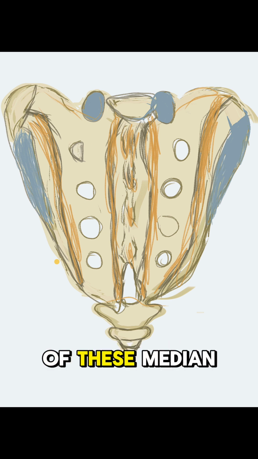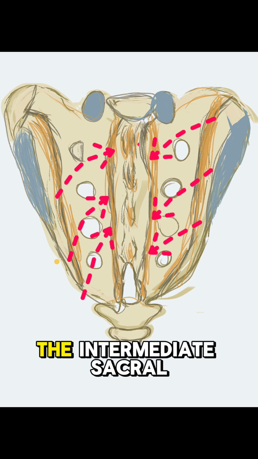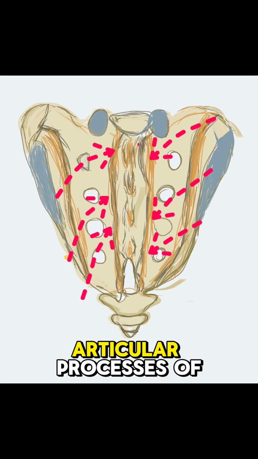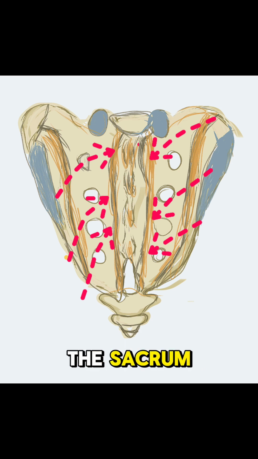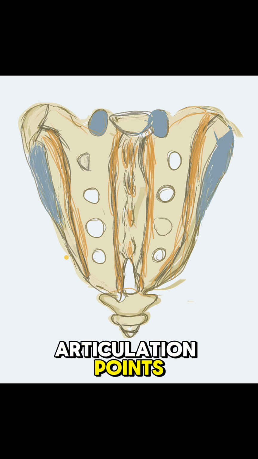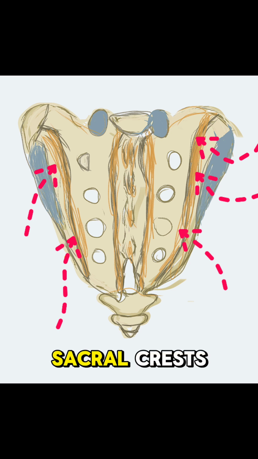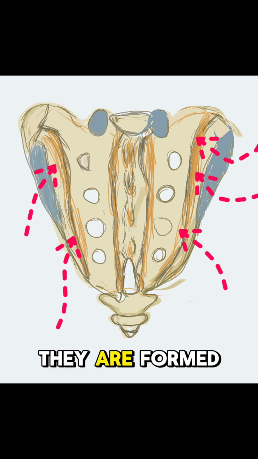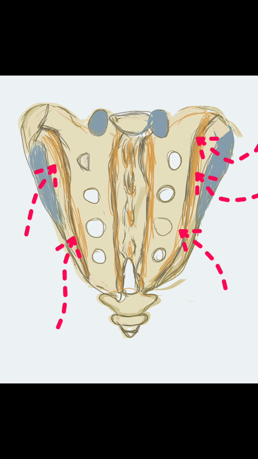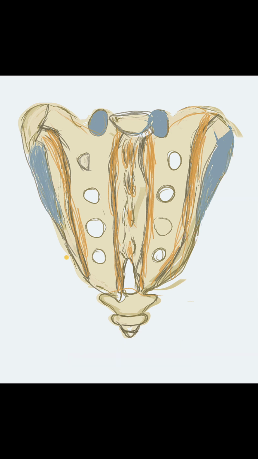On each side of the median sacral crest, here you see the intermediate sacral crests. These are formed by the fused articular processes of the sacrum. They are useful in identifying vertebral articulation points. Further out here are the lateral sacral crests. They are formed from the fused transverse processes of the sacrum. Clinically, they help orient pelvic surgery landmarks.